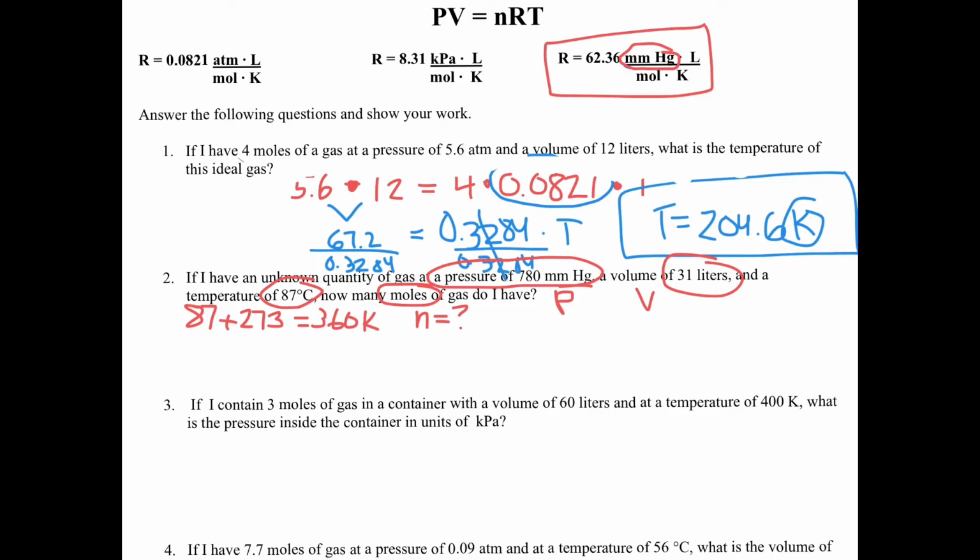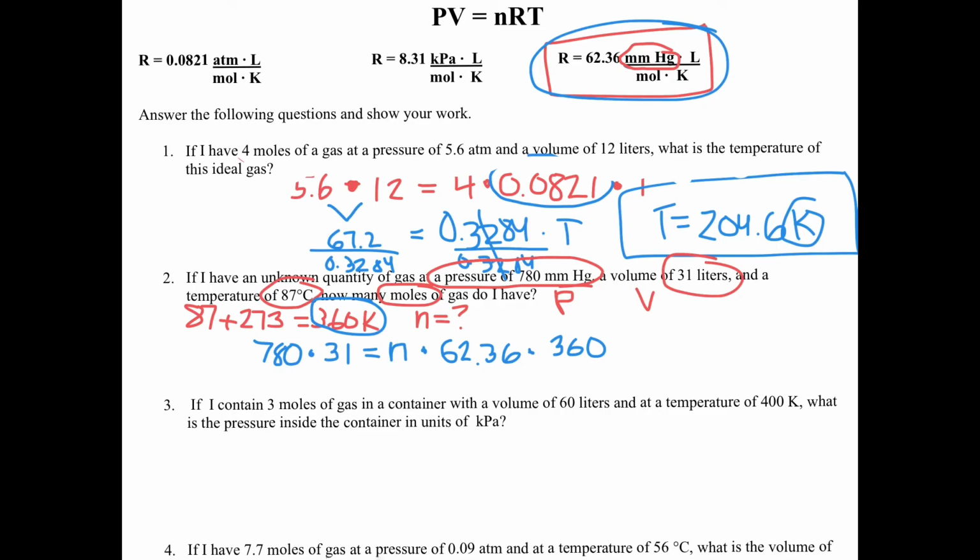So let's do that. I'm going to switch up my color. My pressure, P to start with, is 780. My volume is 31, so P times V is good. My N, I don't know, so I'm going to leave that as a variable. My R value, we decided, since pressure is in millimeters of mercury, is 62.36. And my temperature, now that I converted it to Kelvin, is 360.